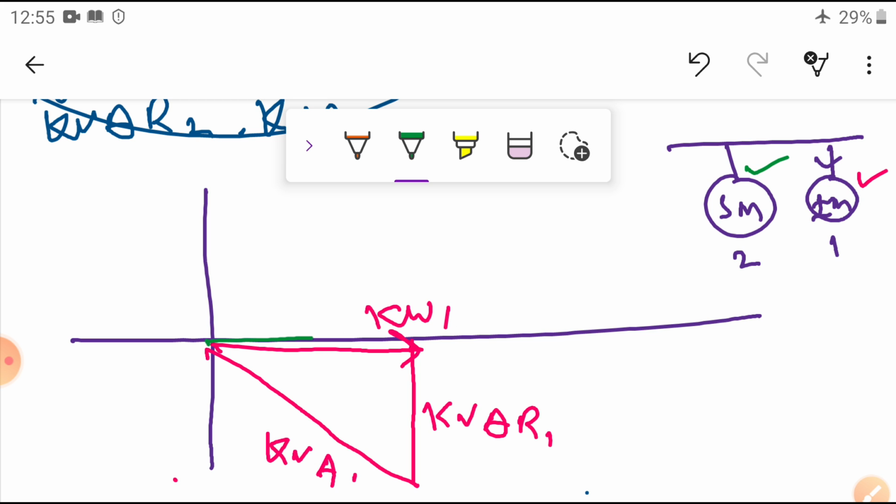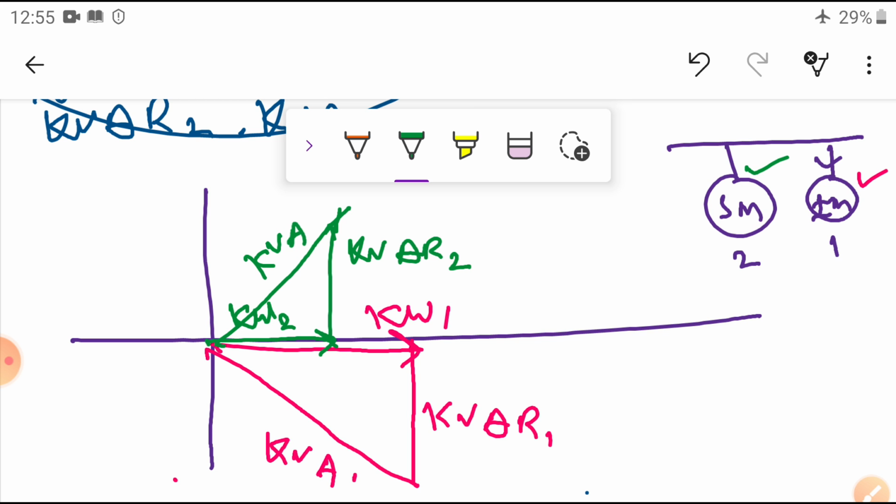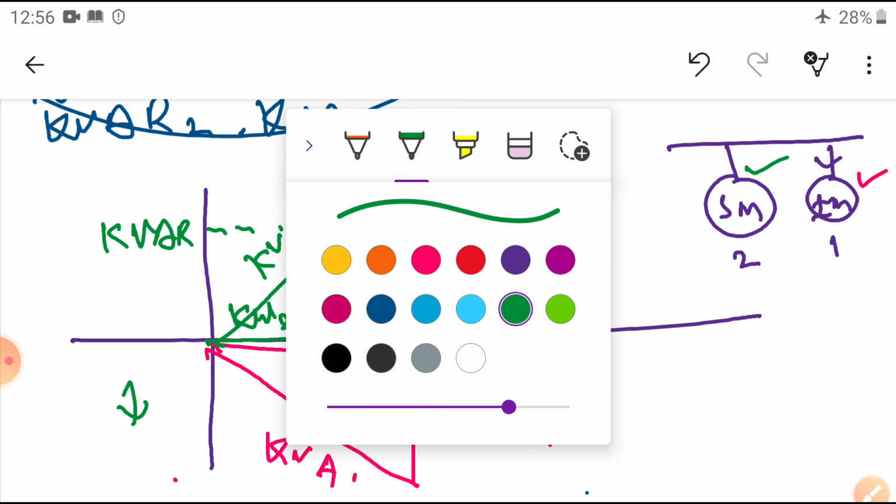Then the kilowatts, what is the power rating? That is kW2. Now we know the reactive power, kVAR2. Now we connect here, kVA2. That means the kVAR positive direction and the kVAR negative direction. This is the induction motor, this is the synchronous motor. So the resultant we are going to get is another one.